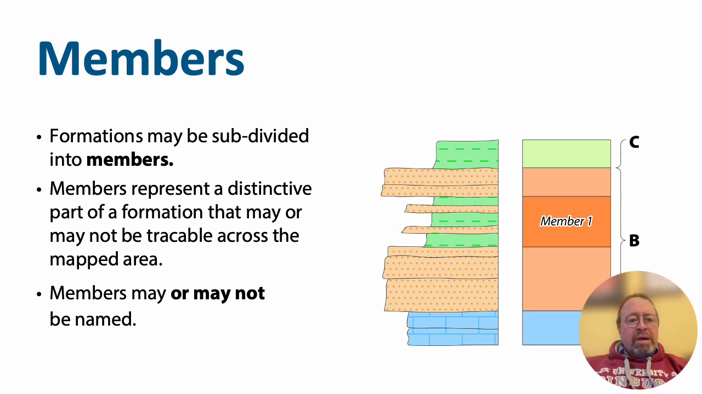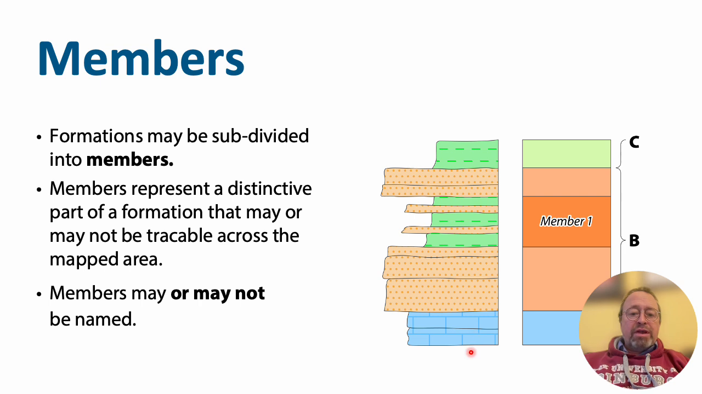So within formations there may be special distinctive parts of the sequence that you can pick out as being a smaller unique division. We call these members, and essentially they just have to be recognizable, and they may be traceable across a map. They may not be everywhere, and sometimes people give them names, sometimes they don't. So this is an example of one here.